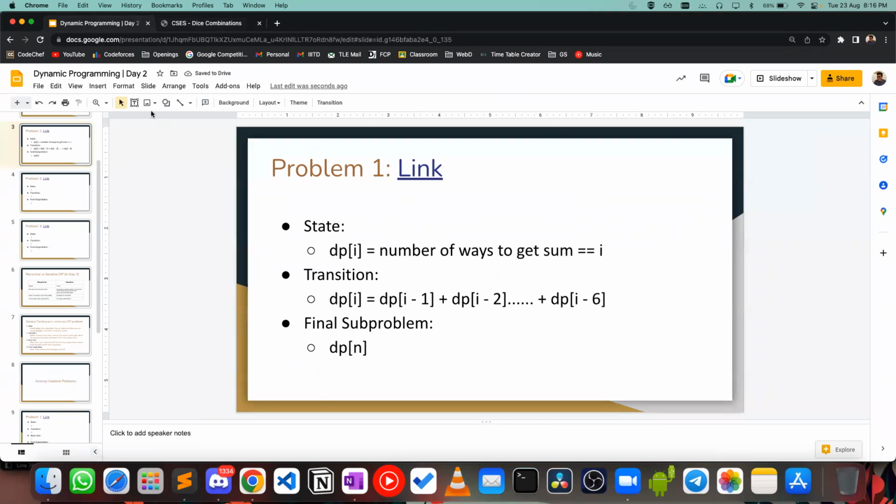So Abhigyan, you came up with a state and you also came up with a final subproblem. That's a good thing you've done. You could not come up with a transition, but now does this transition seem fine to you? Are you able to understand this? This is very similar to Fibonacci numbers, like finding the nth Fibonacci number.